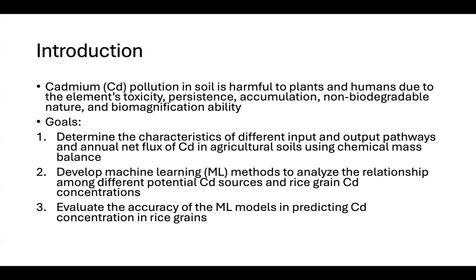Cadmium pollution in soil is harmful to plants and humans due to the element's toxicity, persistence, accumulation, non-biodegradable nature, and biomagnification ability. The goals of this particular study were to 1. Determine the characteristics of different input and output pathways and annual net flux of cadmium in agricultural soils using chemical mass balance. 2. To develop machine learning methods to analyze the relationship among different potential cadmium sources and rice grain cadmium concentrations. And 3. Evaluate the accuracy of the machine learning models in predicting cadmium concentration in rice grains.